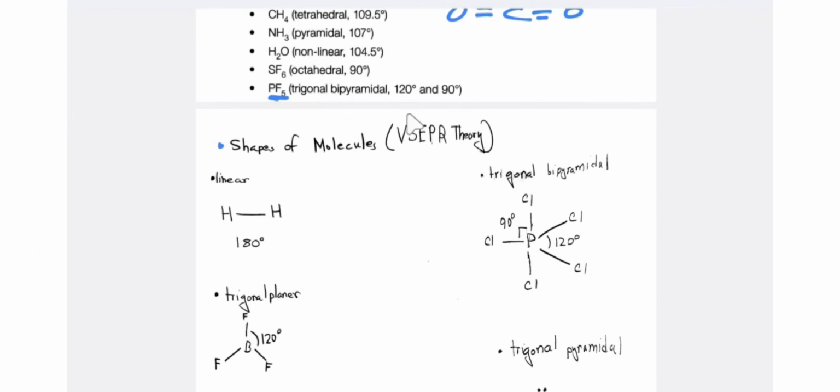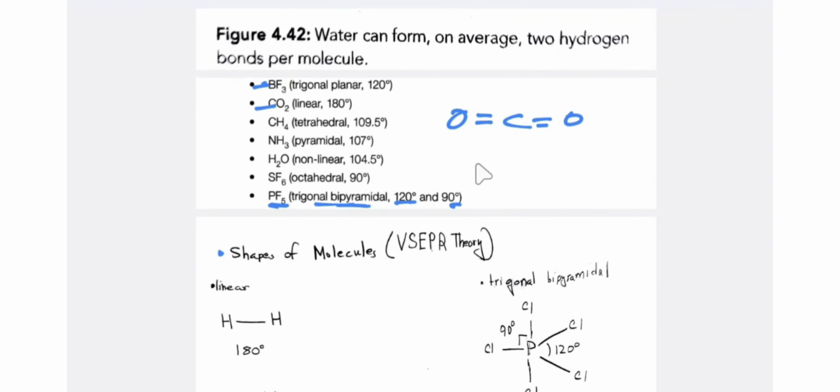And last of all, phosphorus pentafluoride, or pentachloride. Trigonal bipyramidal, 90 degrees and 120 degrees. So you need to remember these values.